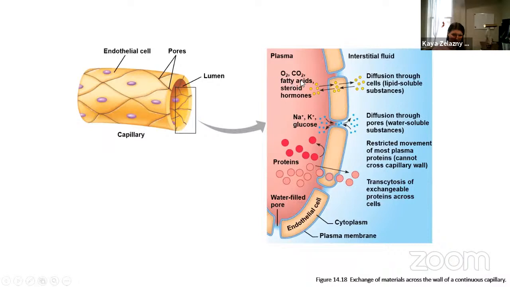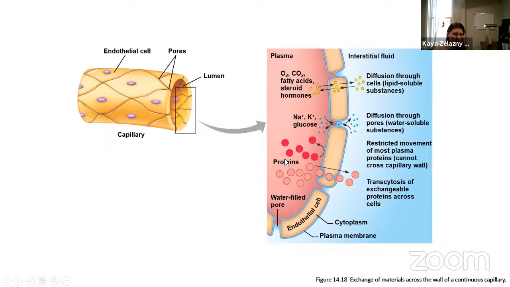We can see that non-polar things like O2, CO2, and lipophilic things like fatty acids, steroid hormones, remember steroids are also lipids, can diffuse directly across the membrane, right? Lipid-soluble substances are going directly through the cell. They don't need any channels or anything to go through because they can just integrate themselves into those membranes.